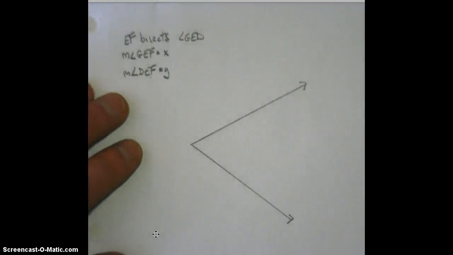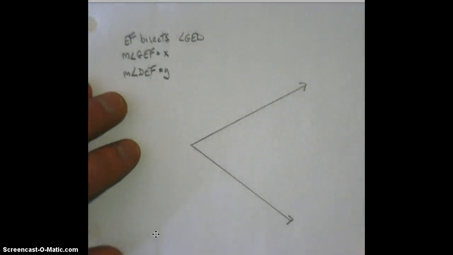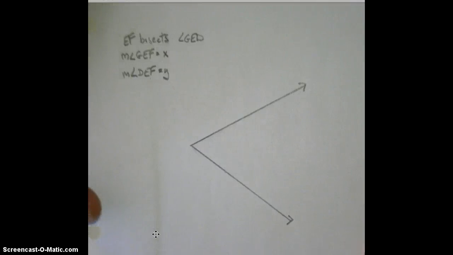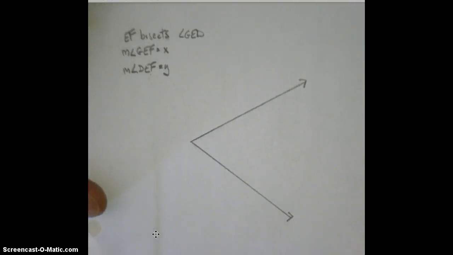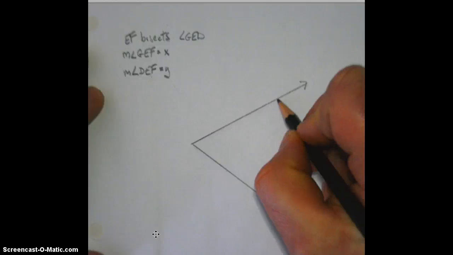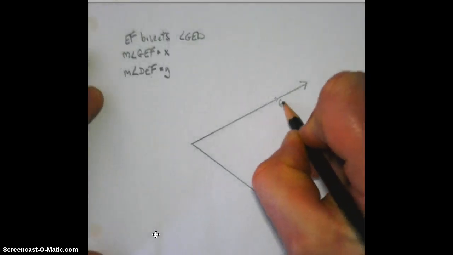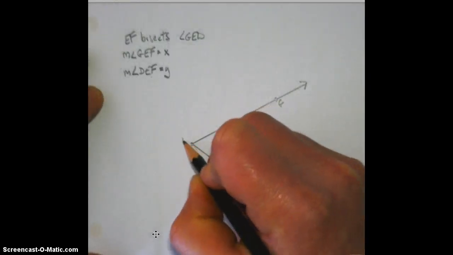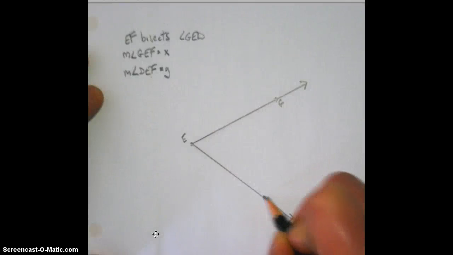Okay, we're going to take a look at a couple of algebra examples when you have angle bisectors. These are pretty similar to what happens with the midpoint problem, so we're not going to go into too much depth here. But anyway, you could get a situation like this. EF bisects angle GED, so you're going to want to draw yourself a picture. So we'll label G, we'll label E, and we'll label D.